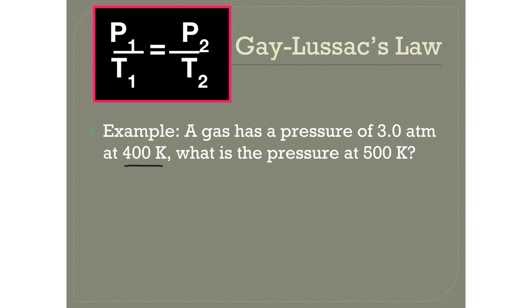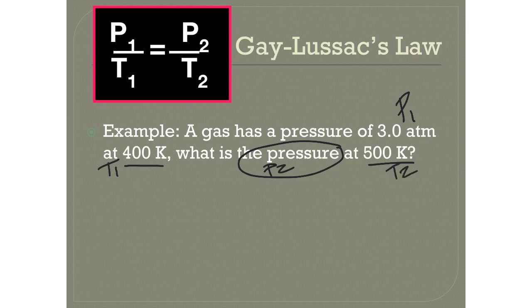This time, kindly, our temperatures are already in K. If they're already in K, we don't have to convert them. So that helps. And if we read through it, it says a gas has a pressure of 3 atm. Atm is a pressure. That's our initial pressure, so that's going to be our P1 at 400 K. So that's going to be our T1. What is the pressure at 500 K? So we're looking for pressure, so we're trying to solve for P2, and our second temperature is 500 K.